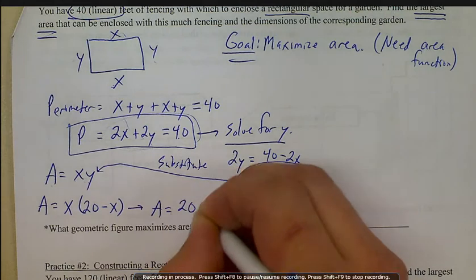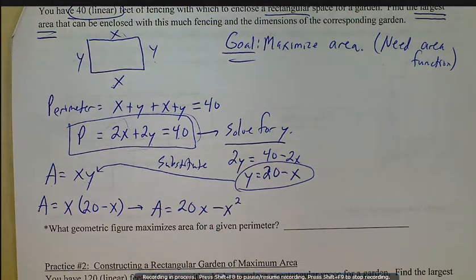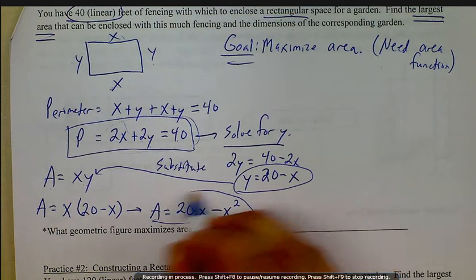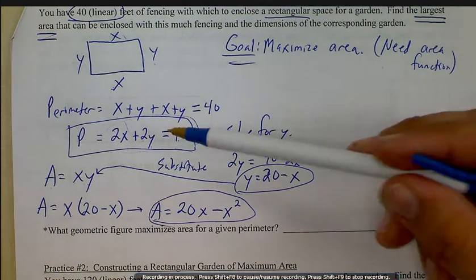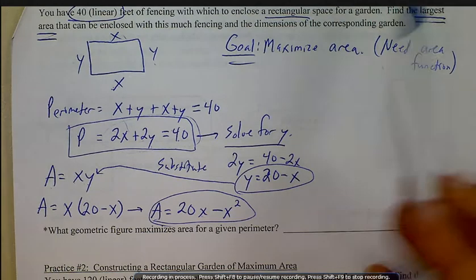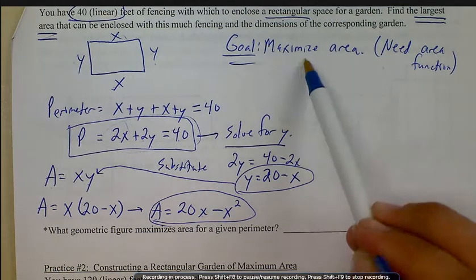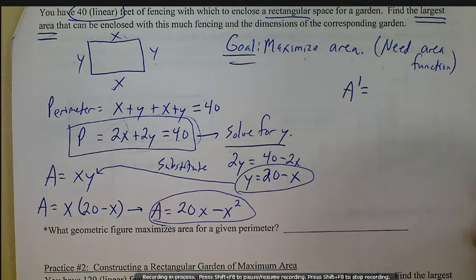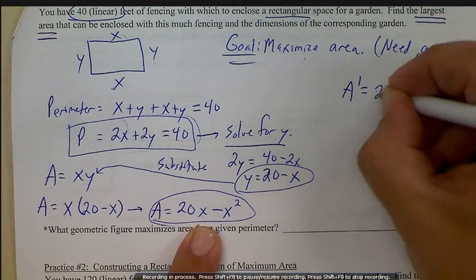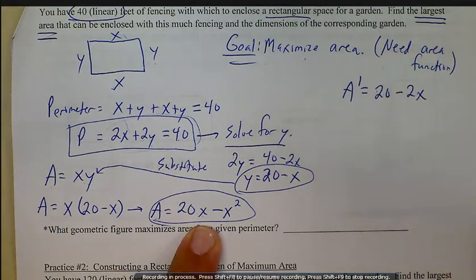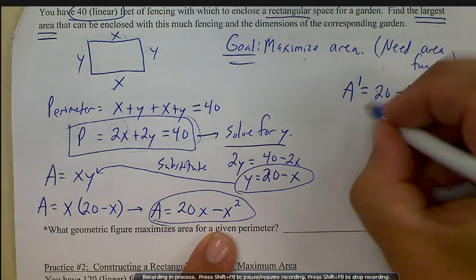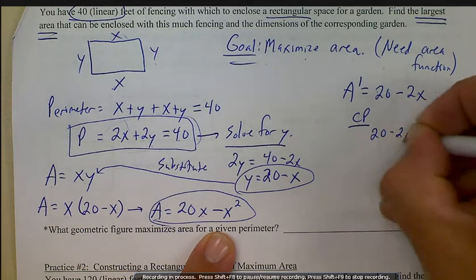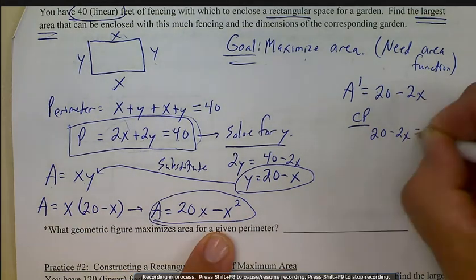So now which function do we take the derivative of, perimeter or area? That's where we write out our goal. Our goal is to maximize area, so I'm going to take the derivative of the area function, because whatever this function is, I want to find its max or min, so I need to find its critical point. That's where the maximums occur. And you get x equals 10.